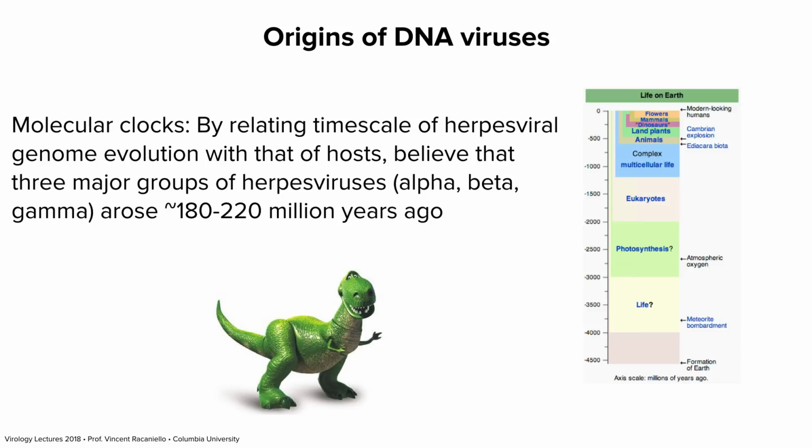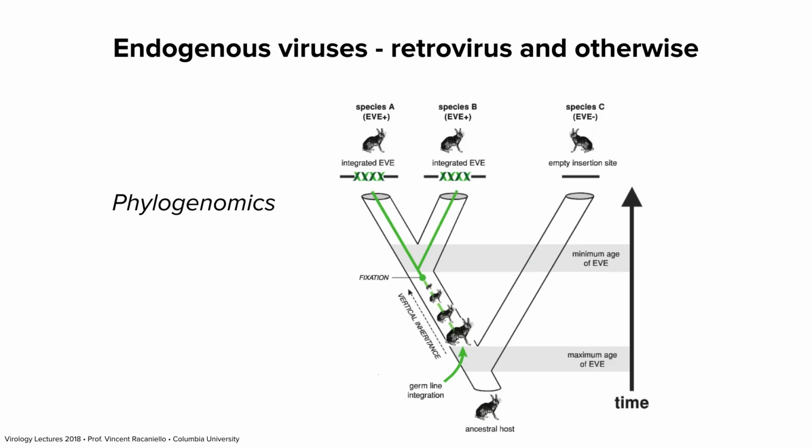But when we got the ability to sequence genomes, then we could start saying, how fast are these genomes replicating, and can we backdate their existence by the mutation rate? And that's called molecular clocks, relating the time scale of viral evolution with that of the host. And so from that, we said herpes viruses must have infected the dinosaurs, because they were probably around 180 to 220 million years ago. But nowadays, we can do even better.